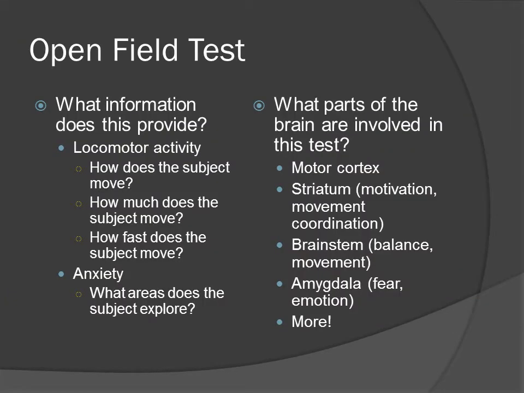The open field test is a behavioral test in which a rat is placed in an open box. This test provides information about locomotor activity and anxiety based on how much the rat moves and what areas of the box the subject explores. The test shows involvement of a number of brain areas, including the motor cortex, striatum, and brainstem, all related to movement, and the amygdala, which is related to fear and emotion.